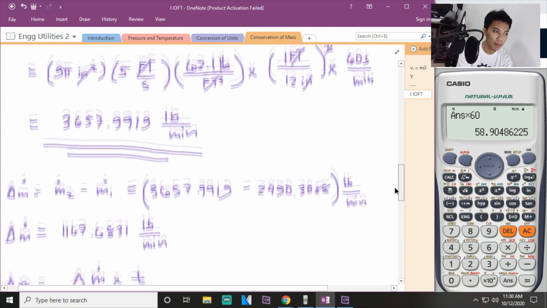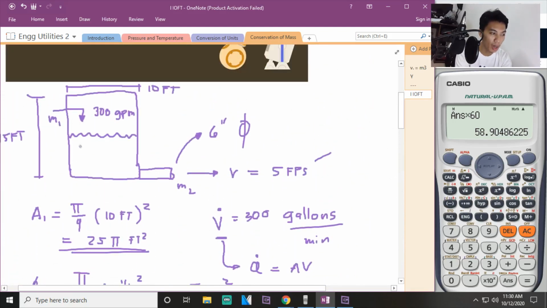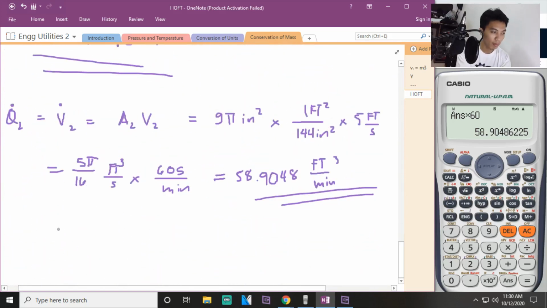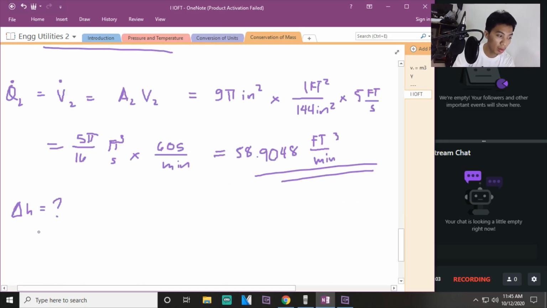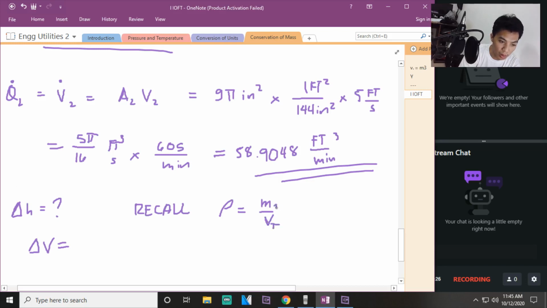So what will be the height? Ibig sabihin, may differential ka dito. Ang nagbabago lang dyan, itong height, pero hindi itong area nito. So, let me just pause here, tapos pwede nating ma-solve yung change in height. Pero dapat kunin muna natin yung naging change sa volume. Paano natin makuha yung change sa volume? Di ba we recall mo ito, that the density is equal to the mass divided by your volume. Ngayon, meron kang volume total, meron kang mass total. And you are given itong density, hindi naman nagbago yan. So, pwede nating makuha yung change in volume, the change in mass over the density.